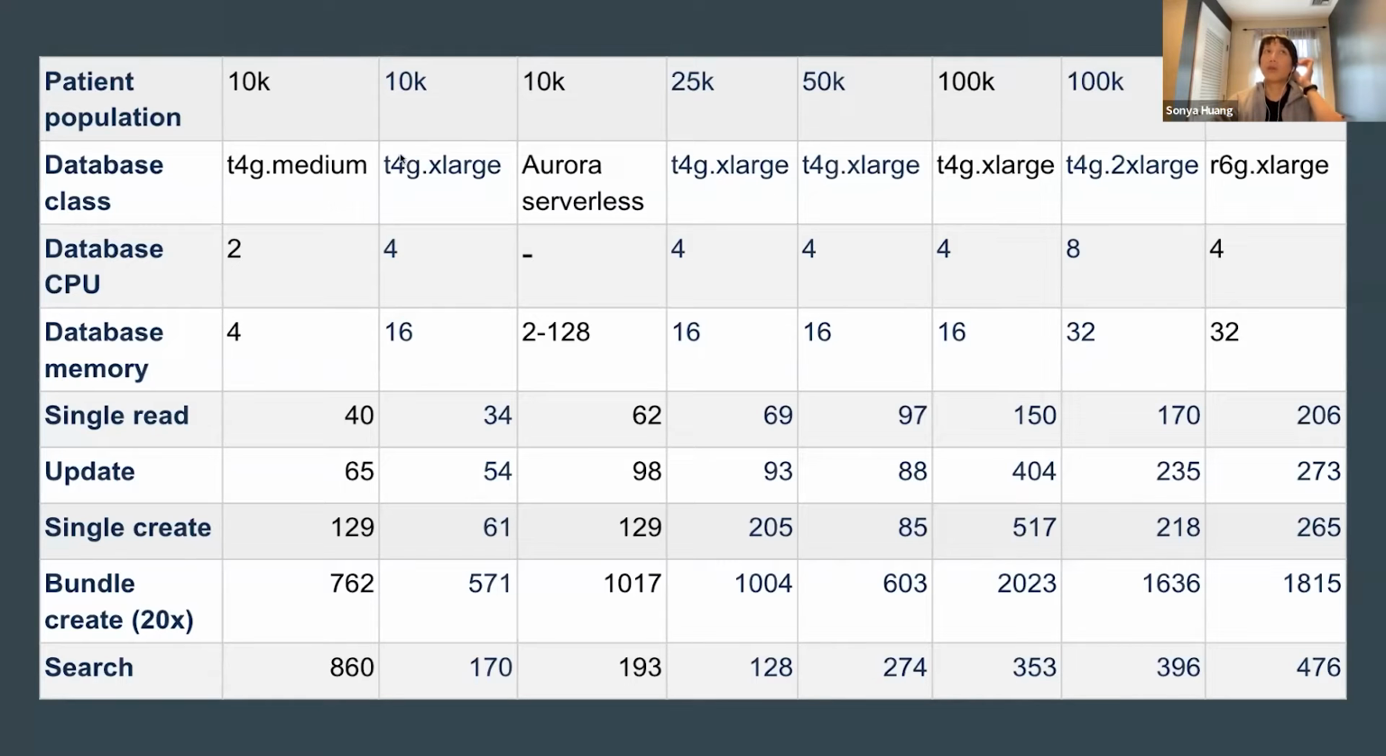And then we were generating synthetic data for patients, and each patient has 500 to 1,000 resources associated with them. So if you have 10K patients, you basically have 5 million to 10 million resources, and at 100K patients, you have 50 to 100 million resources.